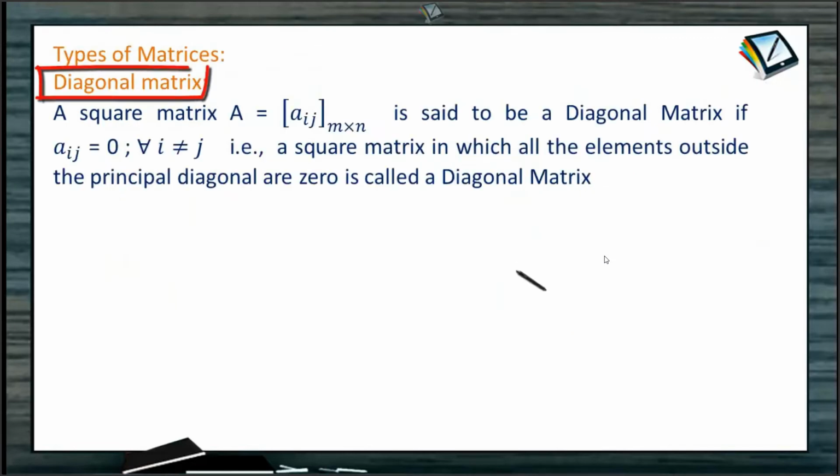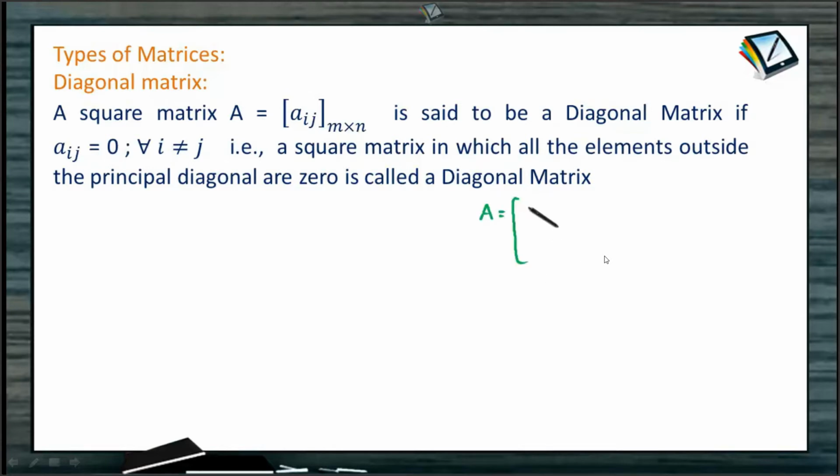First is a diagonal matrix. Let us see what a diagonal matrix is. A diagonal matrix is a square matrix if Aij equals 0 for all i not equal to j. That means whenever the row number and the column number are not equal, that element should be 0. That is, a square matrix in which all the elements outside the principal diagonal are zeros is called a diagonal matrix. Let's consider a simple example to understand this.